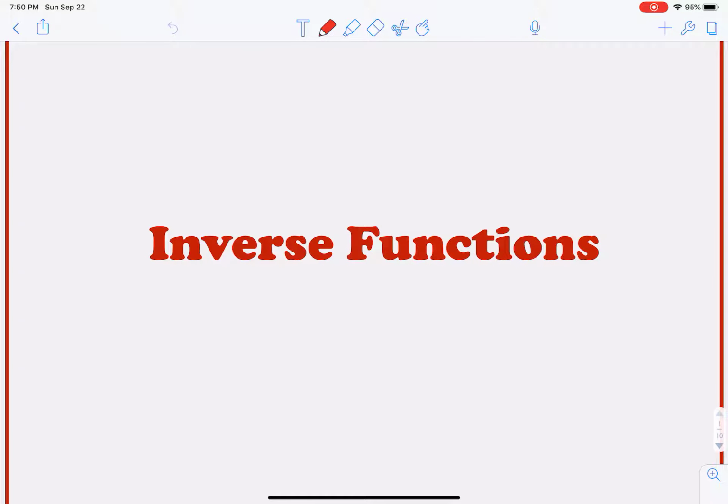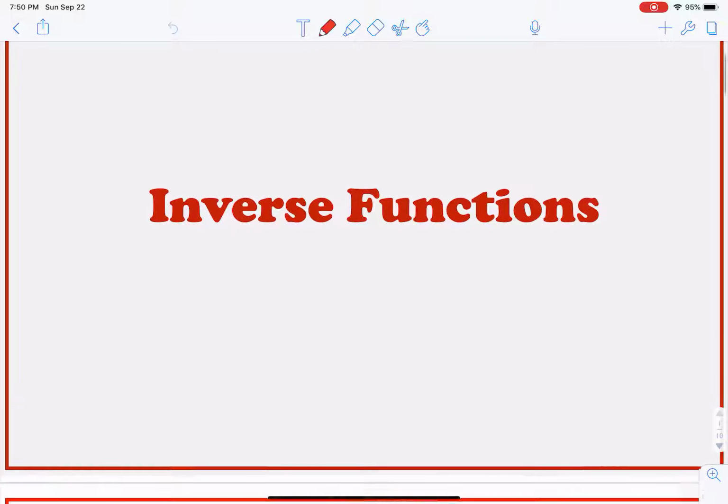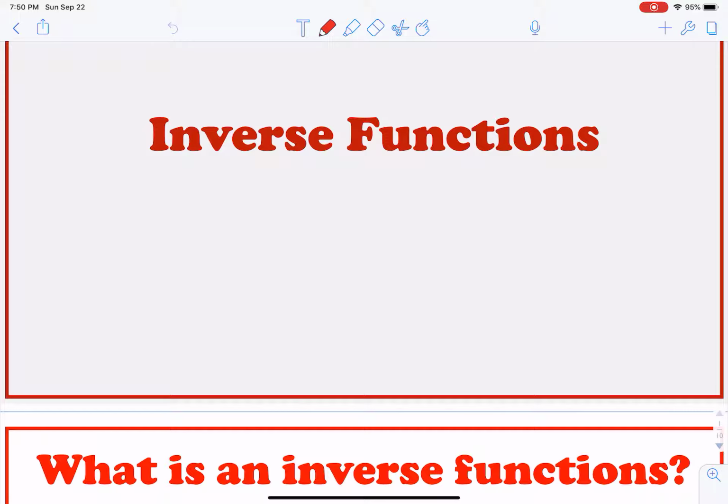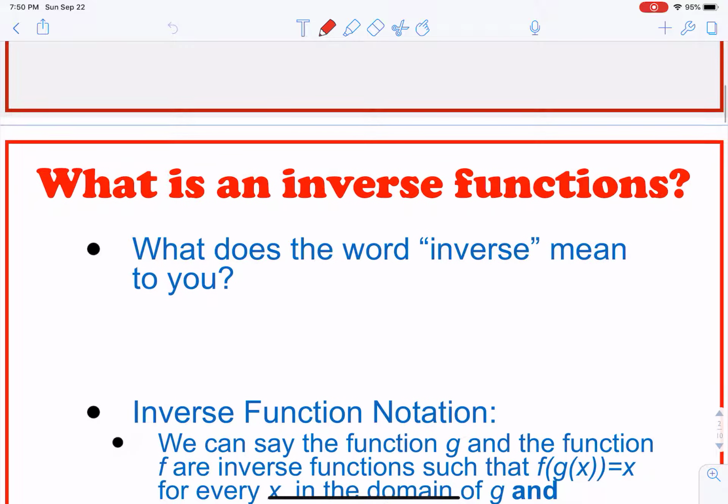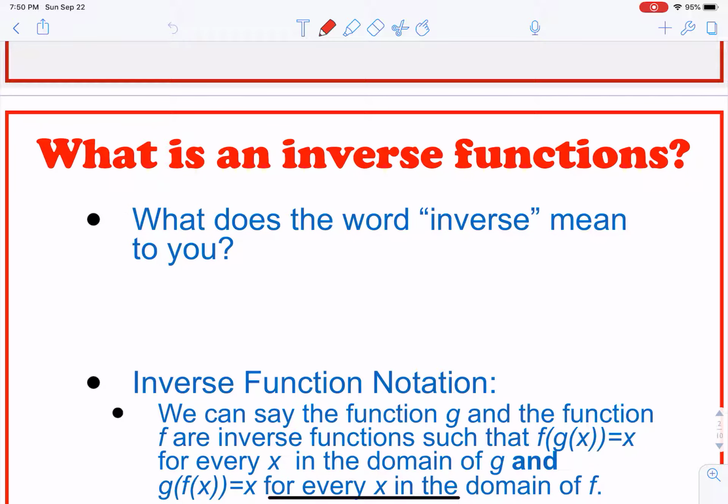All right, here is your lesson for inverse functions, and this is the last piece of our function unit. So you will find that you'll have your test on functions next week. So what is an inverse function? What does the word inverse mean to you?